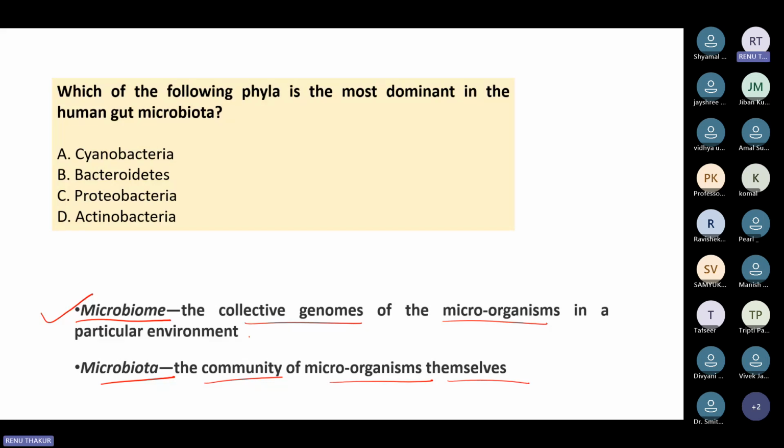Now come back to the question. Which of the following phyla is the most dominant in the human gut microbiota? A, Cyanobacteria; B, Bacteroidetes; C, Proteobacteria; D, Actinobacteria.